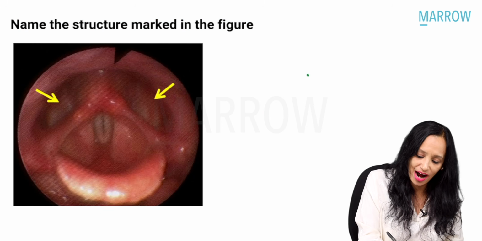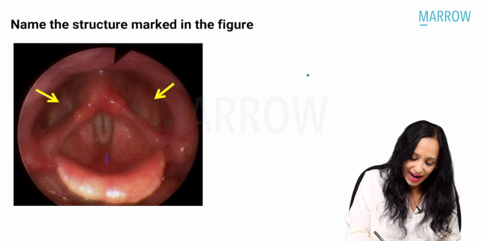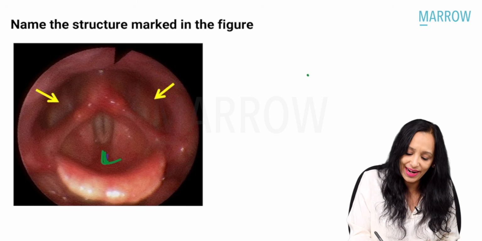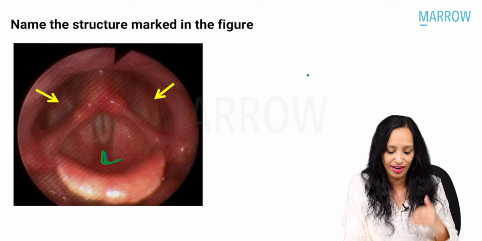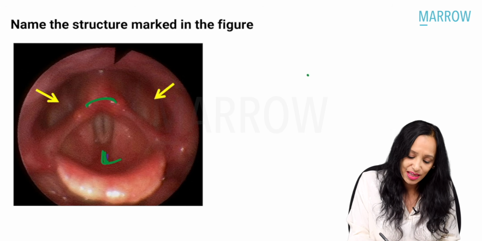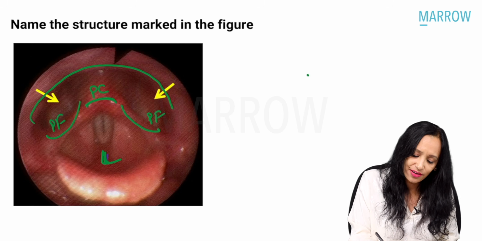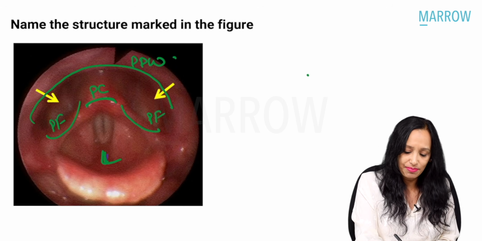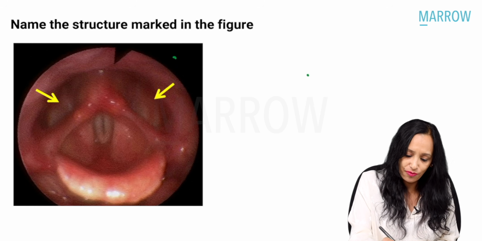Name the structure marked in the figure. So what we are seeing is the larynx, and the structure that is marked is behind the larynx. So what lies behind the larynx? The laryngopharynx, the hypopharynx. So what are the parts of the hypopharynx? Yes, we have the three P's, the postcricoid, the piriform fossa, and we have the posterior pharyngeal wall. So what structure is marked? Yes, the piriform fossa has been marked. Yes, this is the piriform fossa.